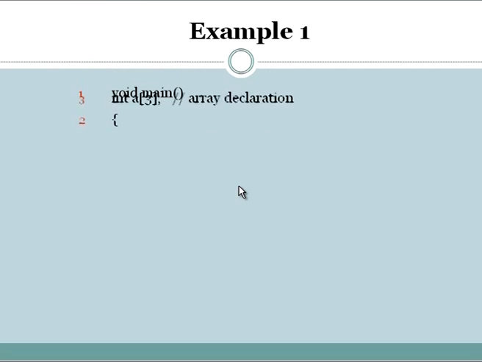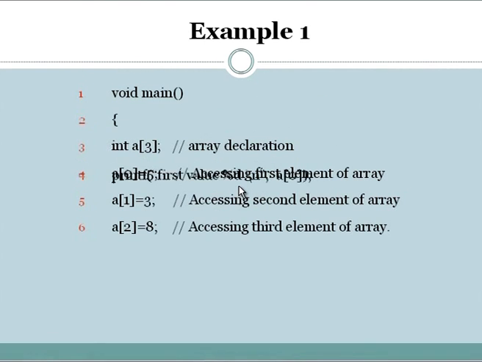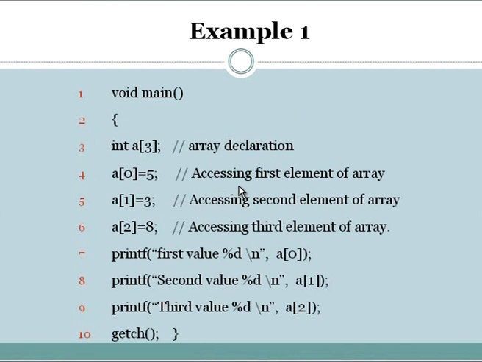Let's study the concept of array through an example. Here in this example we are declaring an array with the name a of size 3 and data type integer. The first element of array is accessed by using index number 0. So the statement at line number 4, a[0], will initialize the first element of array to the value 5.